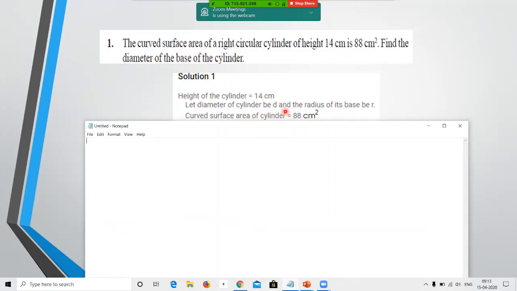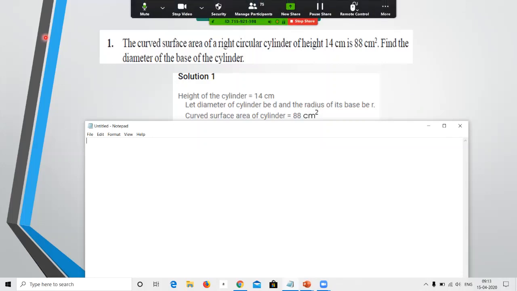So the diameter is D and the base radius is R. Put in the formula, 2 pi R H is equal to 88, and find the value of R. That will give you the value of R, and twice of that would be the diameter for you. Have you done it, children? Ma'am, the answer is 2 centimeter. So that means radius is 1, and diameter then is 2. Perfect.